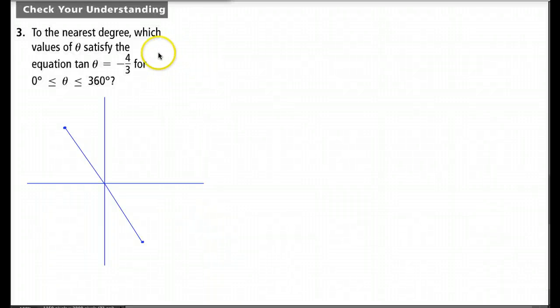So let's look at this question. It's asking, to the nearest degree, which value of theta satisfies the equation tangent theta equals -4/3, where theta must be between 0 and 360 degrees. So we know tangent theta must be y/x, opposite over adjacent.